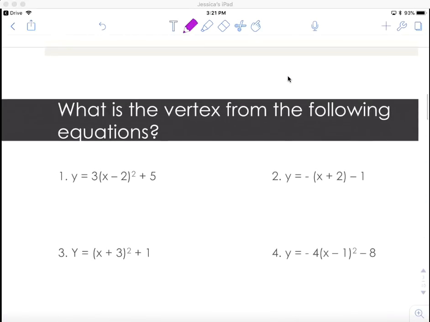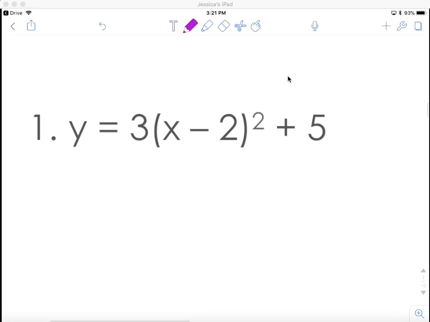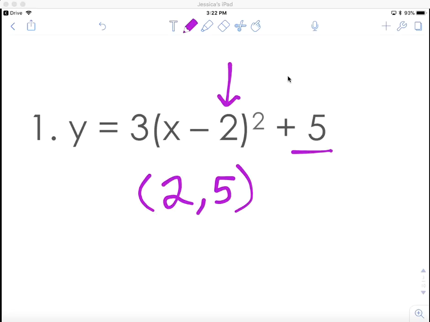If I give you the equation 3 times x minus 2 squared plus 5, and if I ask you to name the vertex, your vertex would be positive 2, positive 5. Remember, it's always opposite of what's in the parentheses, and then whatever is outside of the parentheses. The minus 2 means we've moved right 2. That's why we have positive 2 for the h. And then the plus 5 means we've moved up 5, giving us a positive 5 for the k.